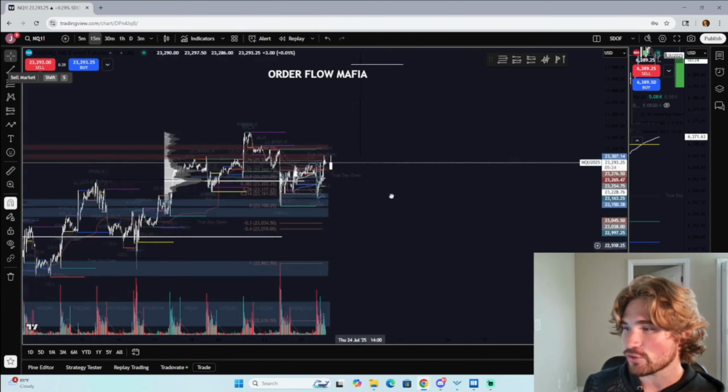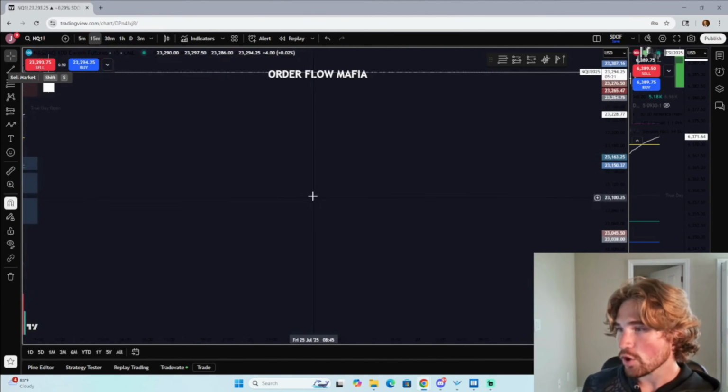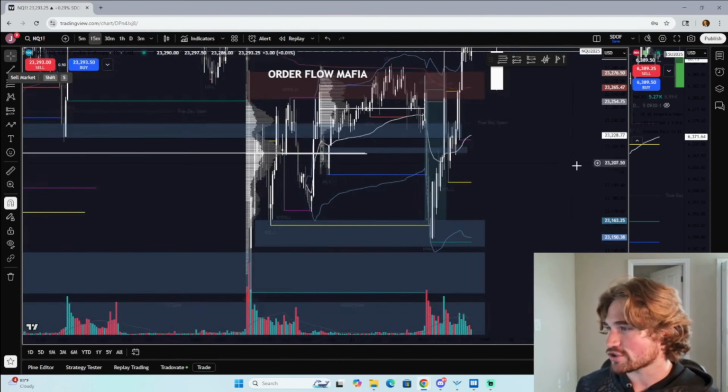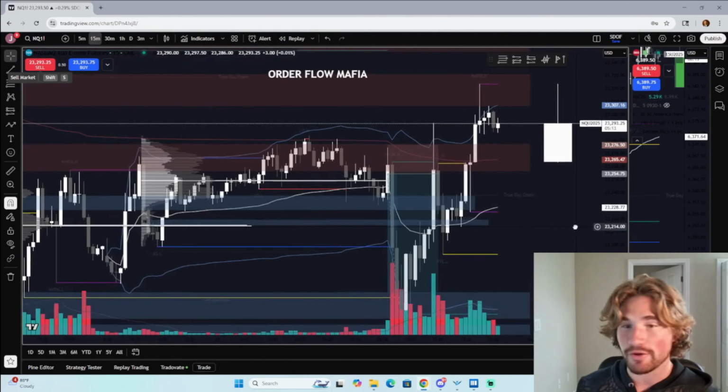Now let's get into an example from today. When the market opened, and I'm going to eliminate some of this so we can actually draw it all together and we can all be on the same page.